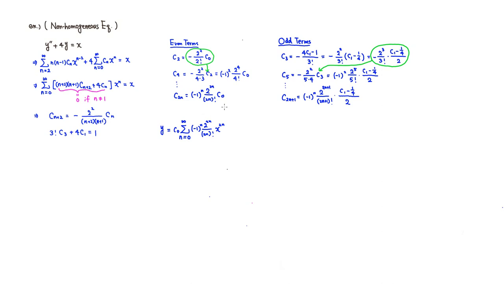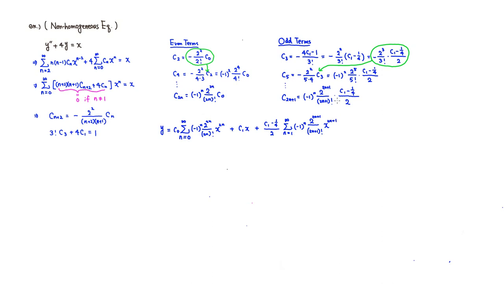And odd terms, you have to be careful because C1 doesn't follow the pattern, so I'm going to put C1 separately. So C1x is separate. But everyone else is going to have C1 minus 1 quarter over 2. I'm going to put the C1 minus 1 quarter over 2, that's just a constant. Then you have a summation. This one, n starts from 1 because I already have C1 out here. So I'm going to start from n equals 1 to infinity. You have negative 1 to the n, 2 to the 2n plus 1 over 2n plus 1 factorial, and then x to the 2n plus 1.